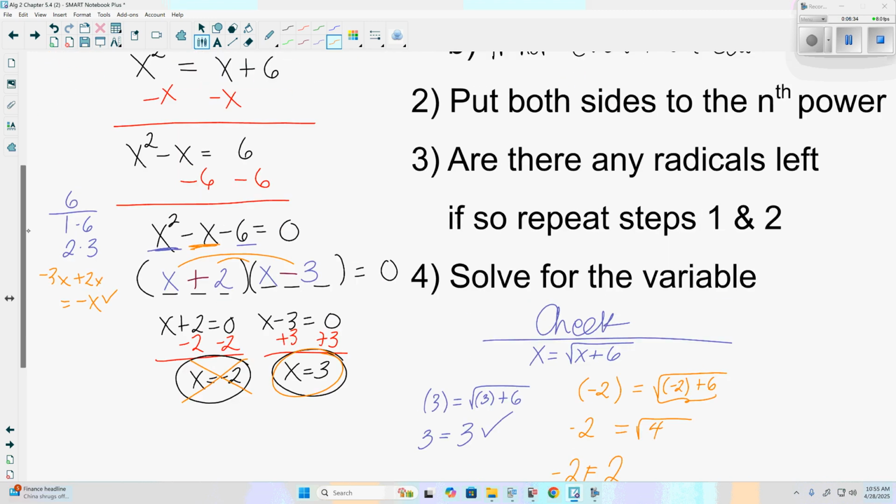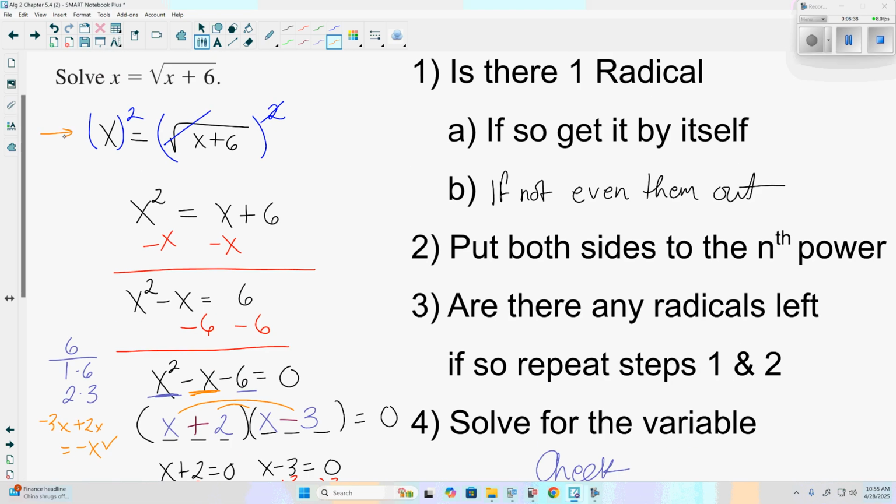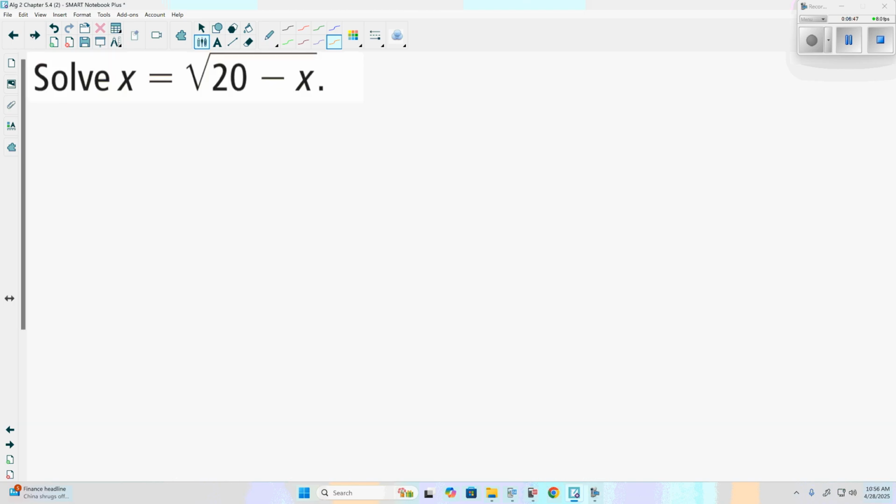And the main reason we get this negative 2 is from this second step, from squaring it, because negative 2 squared is 4. 2 squared is 4, so we get both of those possibilities. Only one of them actually works, but we do get 2 from it.